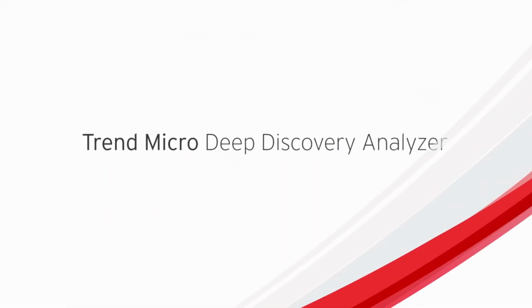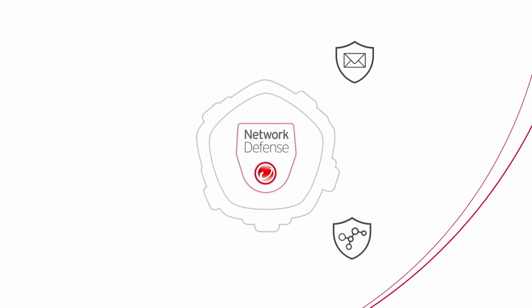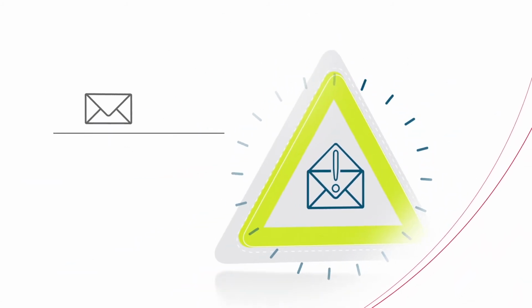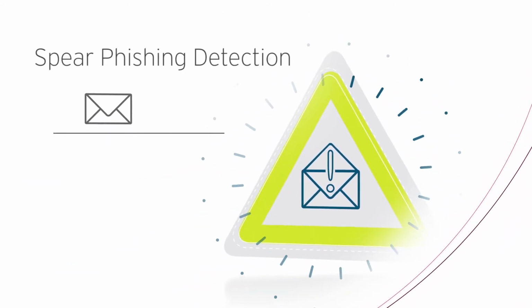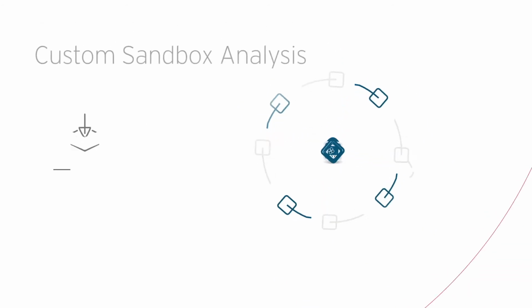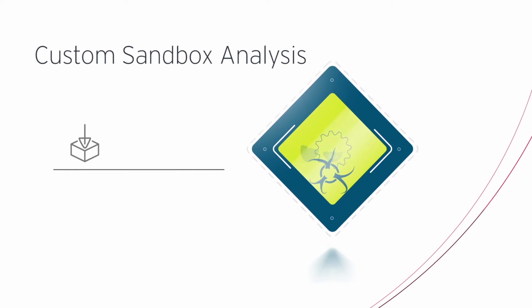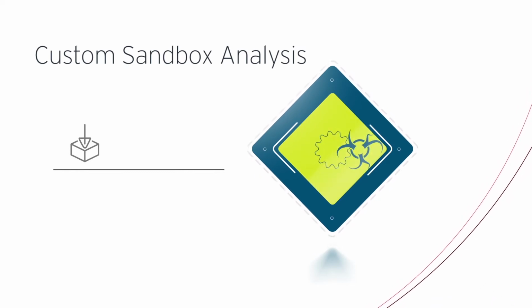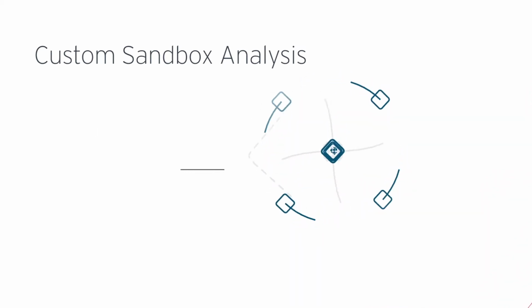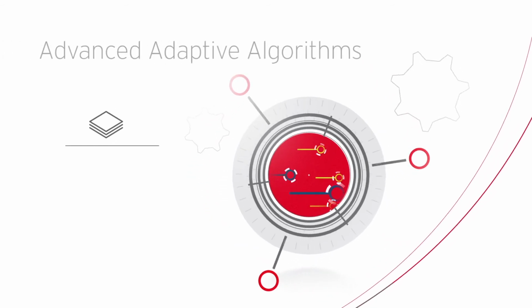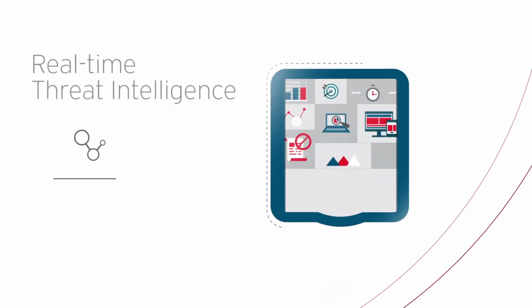Trend Micro Deep Discovery Analyzer enhances your existing Trend Micro investments with cost-effective detection of the advanced malware and attacker activity hidden in spear phishing emails and malicious URLs. Deep Discovery Analyzer is a sandbox appliance that analyzes unknown content and identifies targeted attacks before they wreak havoc on your network. Detection relies on specialized inspection engines and advanced adaptive algorithms to generate threat intel.